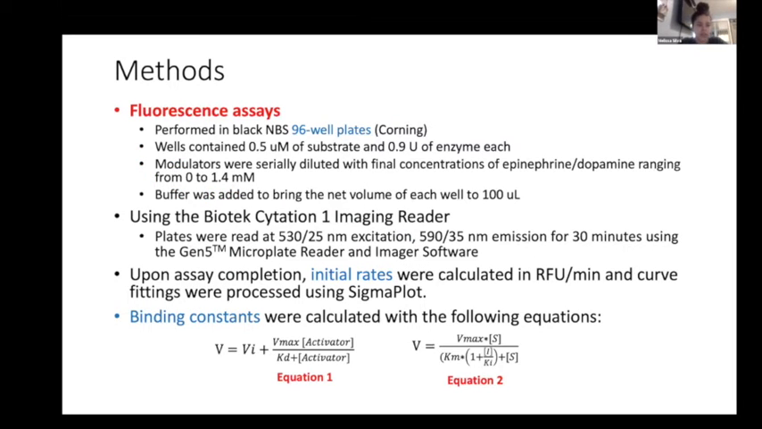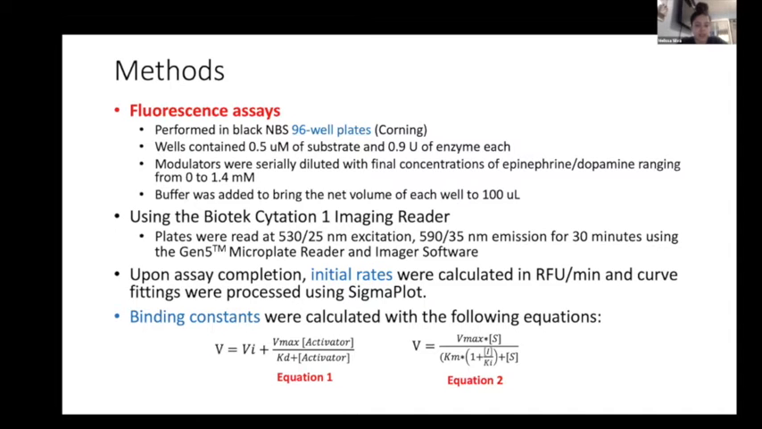So for the methods, we did fluorescence assays performed in black NBS 96 well plates. The wells contained 0.5 micromolar of substrate and 0.9 units of enzyme. The modulators were serially diluted with final concentrations of epinephrine or dopamine ranging from 0 to 1.4 millimolar. And then finally, buffer was added to bring the net volume of each well to 100 microliters.